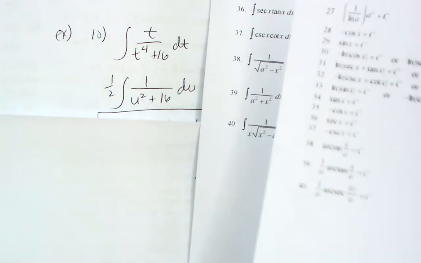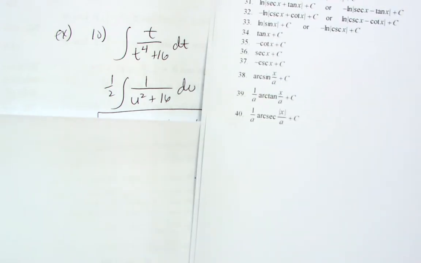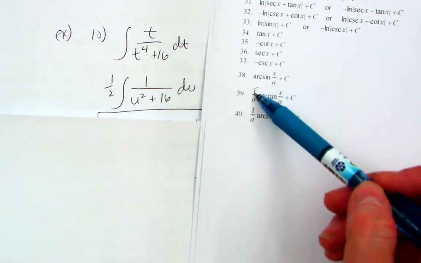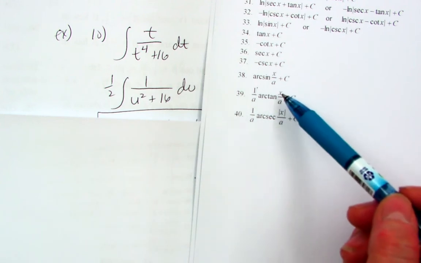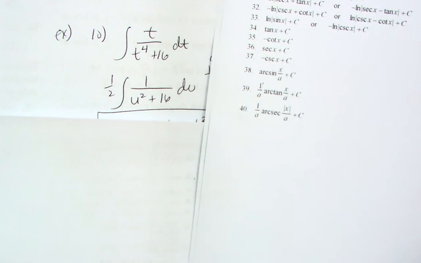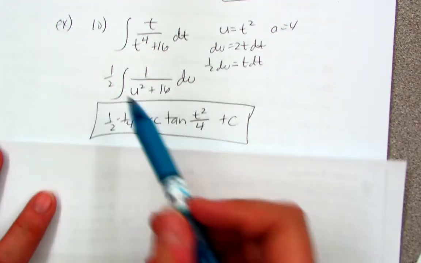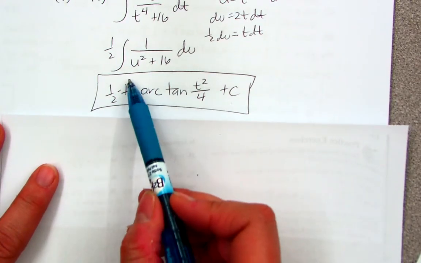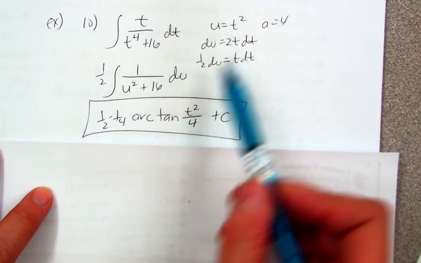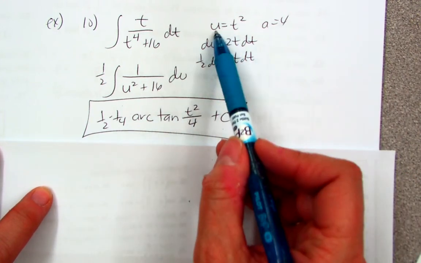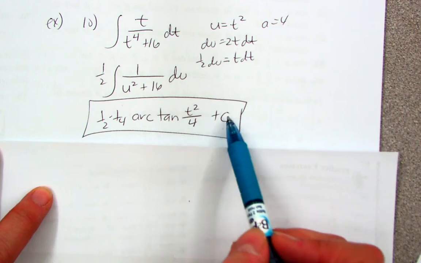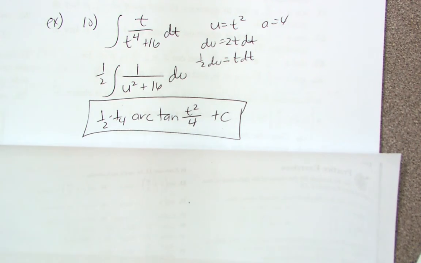So what is that? Number 39? That is the inverse tangent. So I'm going to do 1 over a. My a I said was 4. Arc tangent of what is my x? It's t squared over 4. So I have my 1/2 and my 1 over a. I said my a was 4. Arc tangent or inverse tangent of whatever this u is, t squared over 4, plus my constant of integration.